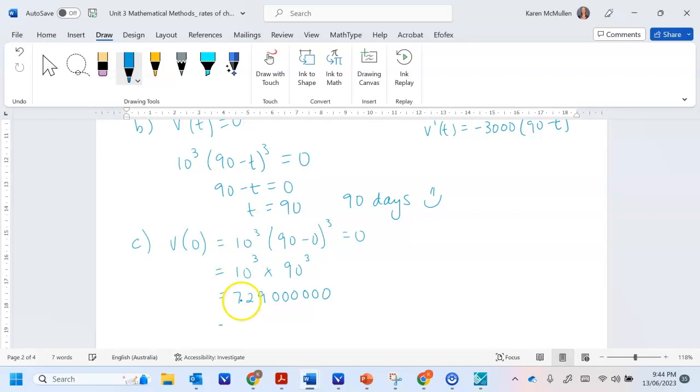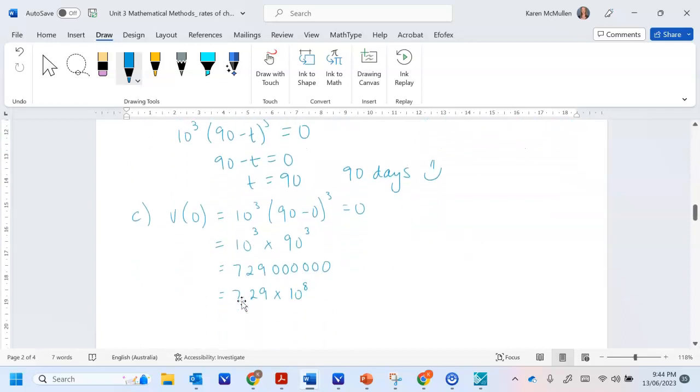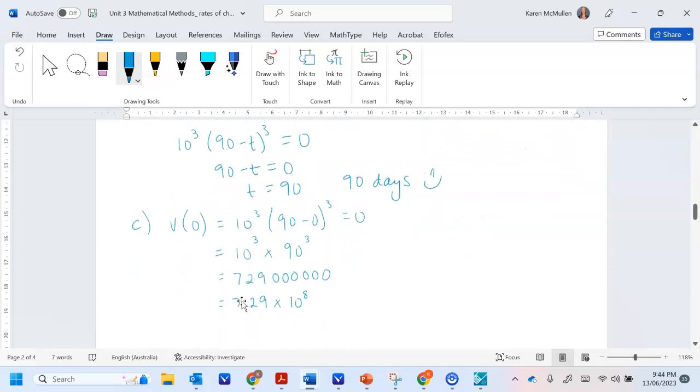All right, so you could write 7.29 times 10 to the power of 8. Don't know what your calculator might have. If you were doing this without a, actually you wouldn't do it without the calculator. 9 cubed is 729. Yeah, so that was too high. I was thinking of 3 cubed before, but 9 cubed. All right, so that is the initial volume.